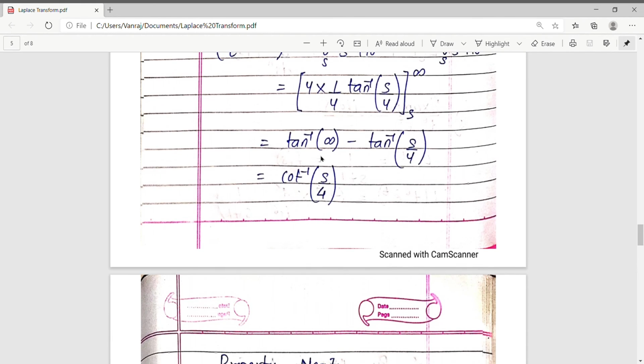So we know the formula of trigonometry, that tan inverse infinity is obviously 1. That's why 1 minus tan inverse s by 4 is cot inverse s by 4. This is the formula of trigonometry. Okay, so cot inverse s by 4 is our desired answer.